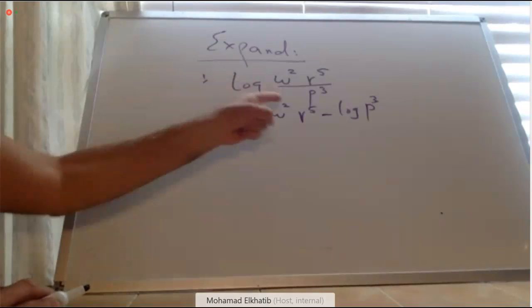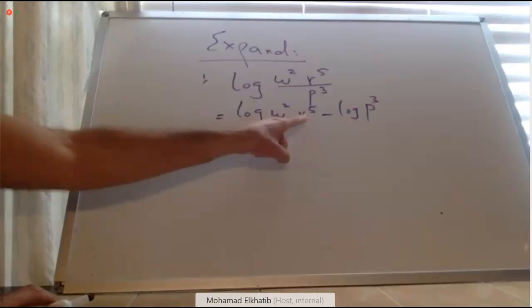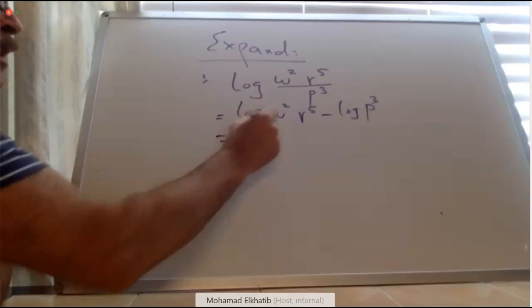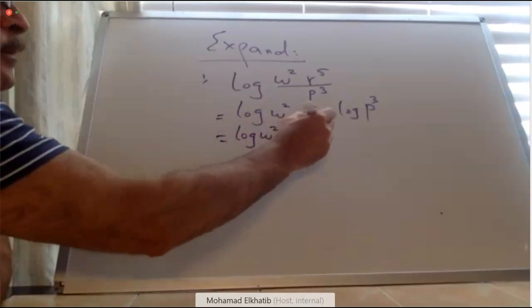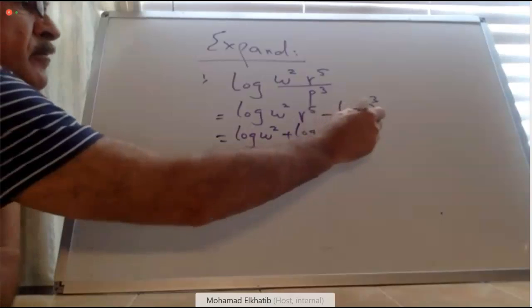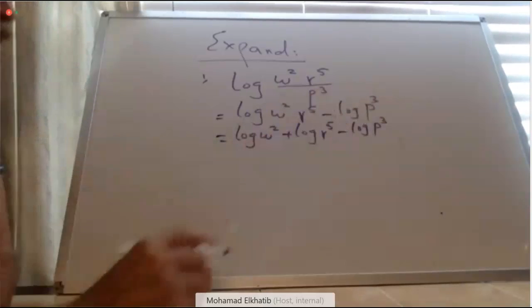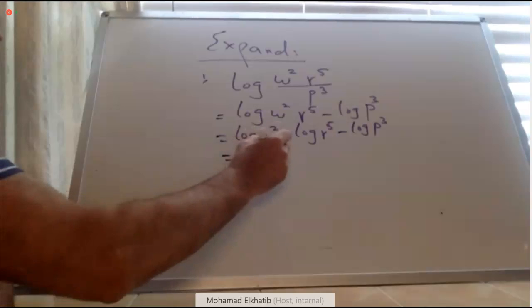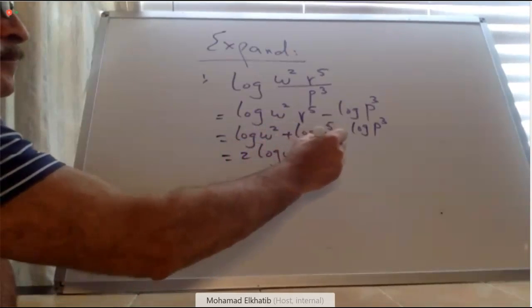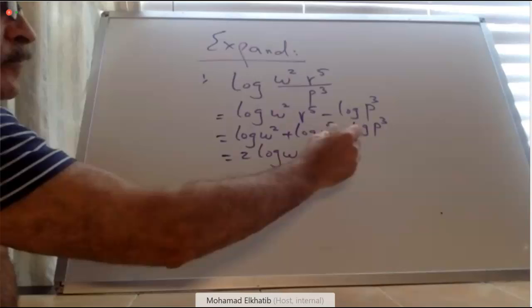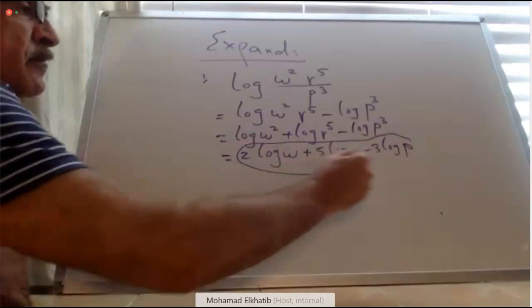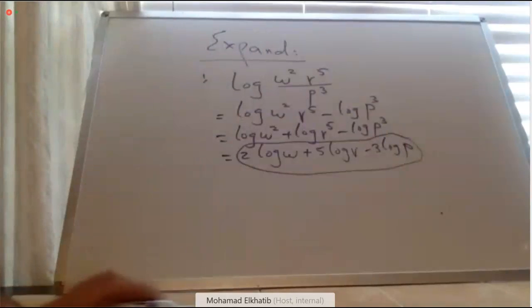Now, you cannot use the exponent yet. Why? Because I still have w and r multiplied by each other. There's property 1, where I have to add log w squared plus log r to the 5. Whenever you have a single letter left, now you always use property 3, which is the exponent at the very end, where you bring the exponents to the front. Now you can say you're done. This is as much expansion as you can get.